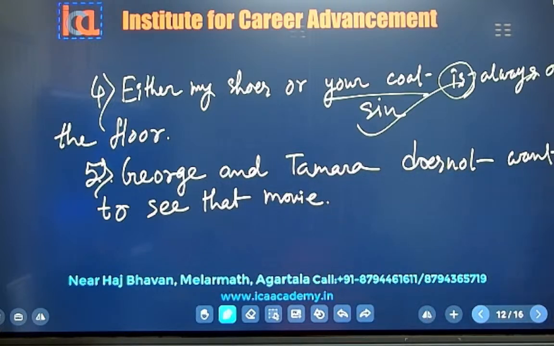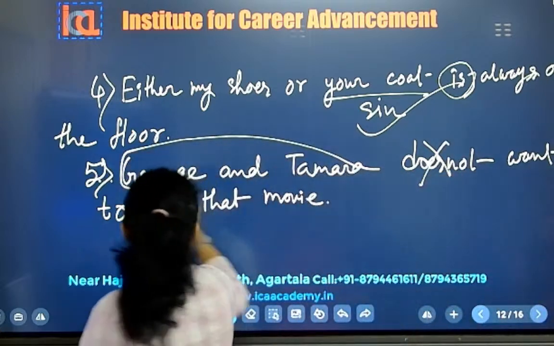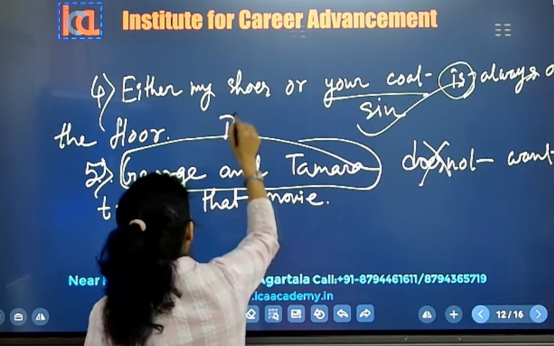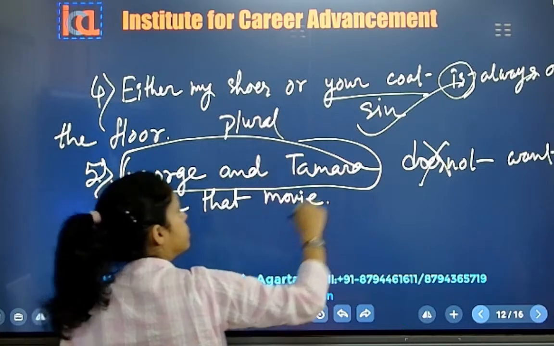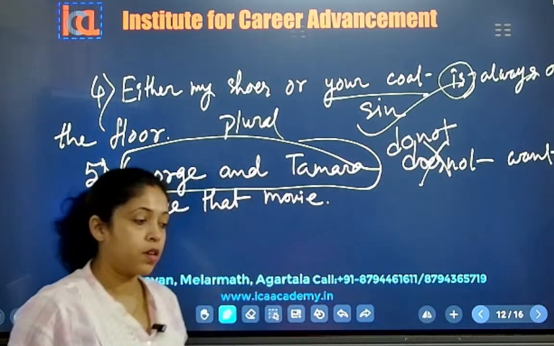George and Tamara does not want to see that movie. I have told so many times. Is it correct or wrong? Do not, because George and Tamara, so yes, plural. It will be do not. I've explained also earlier.